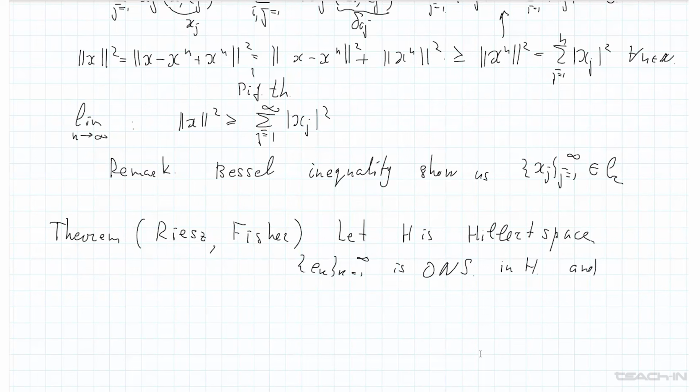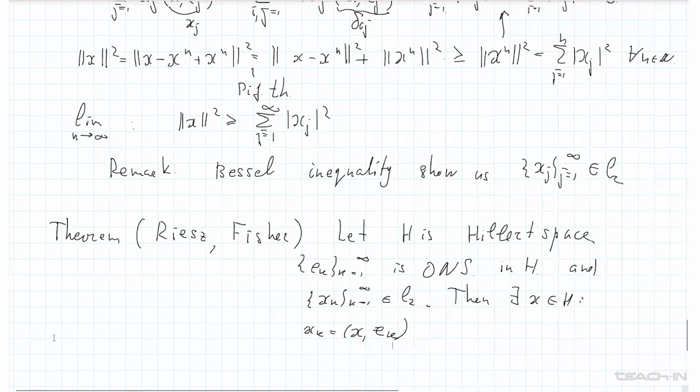and of course it is immediately obtained that the dimension of H is infinite, and let's consider a sequence from l2 small. Then there exists x from H such that x_k is just the Fourier coefficient of this element for this orthonormal system.